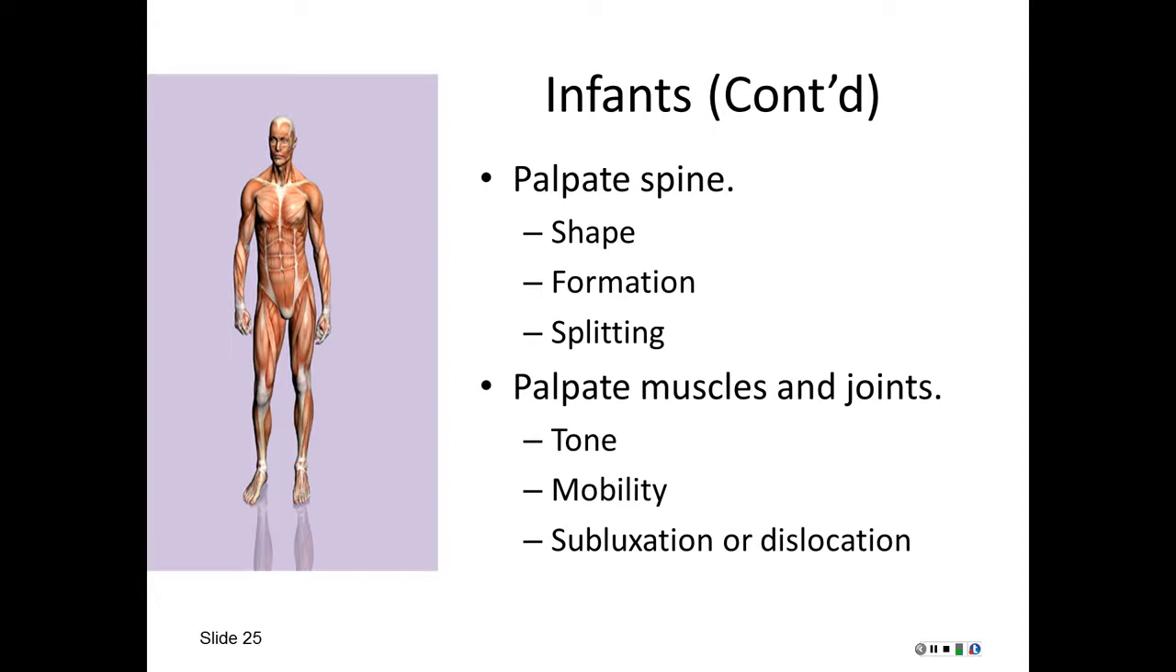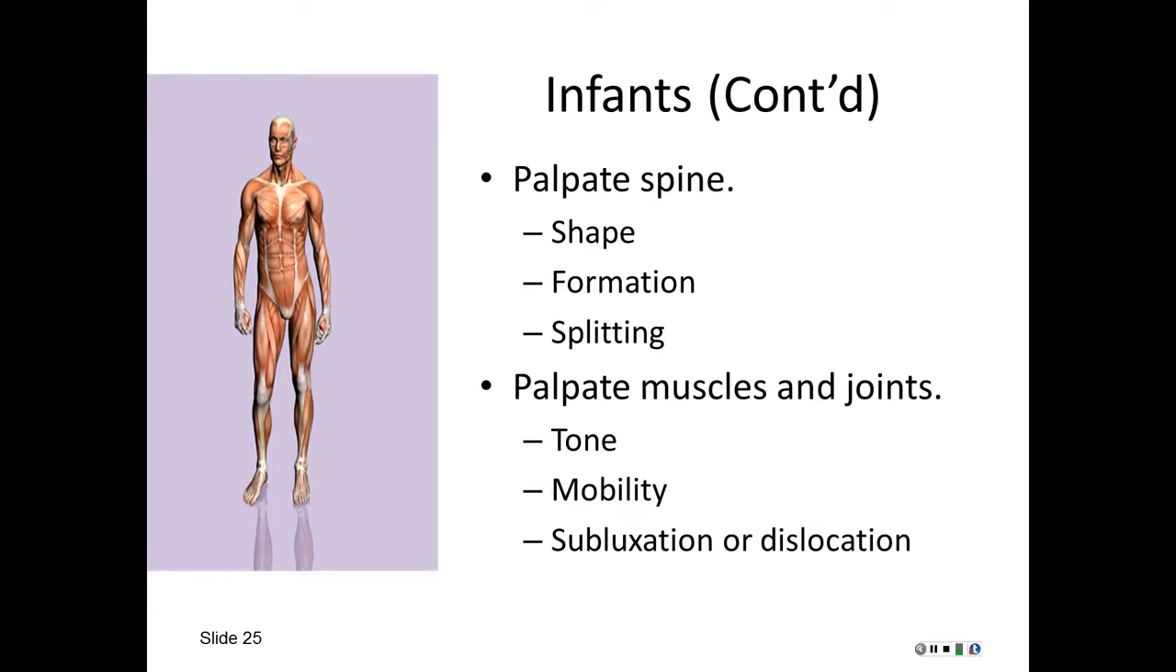On an infant, you want to sit them up and palpate the spine. Look for the shape, formation, and splitting. You want to palpate on the spine to feel any dimpling along the vertebrae processes. And you want to palpate the muscles and joints for tone, mobility, and if there's any subluxation or dislocation.